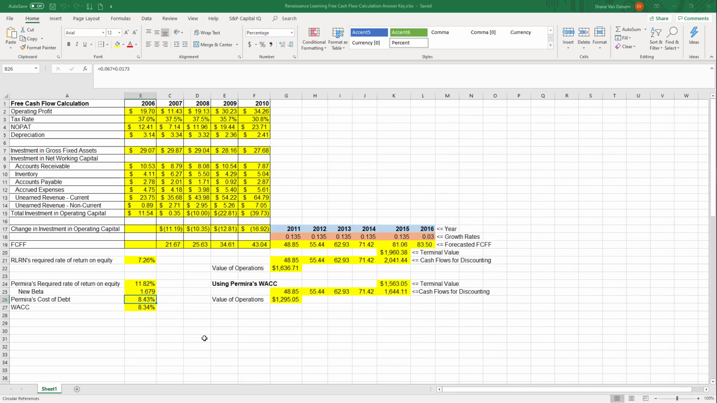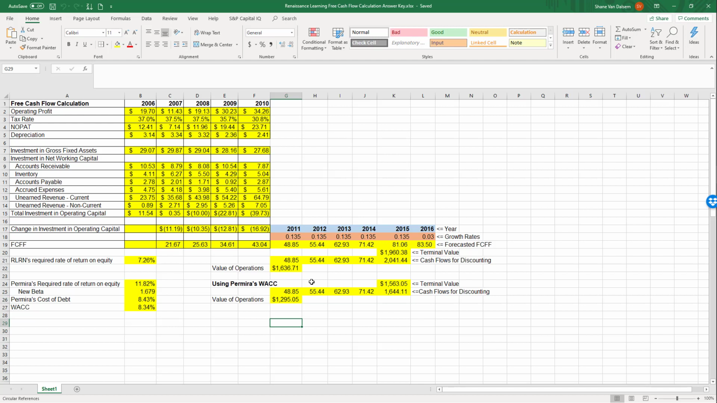So the weighted average cost of capital is equal to the required rate of return on equity, that was 11.82%, multiplied by the weight of equity, which was 0.444, plus the cost of debt for Permira, which is 8.43%, multiplied by 1 minus the tax rate at 34%, multiplied by the weight of debt, which was 0.556, giving us a weighted average cost of capital of 8.34% and a value of operations then of about $1.3 billion.